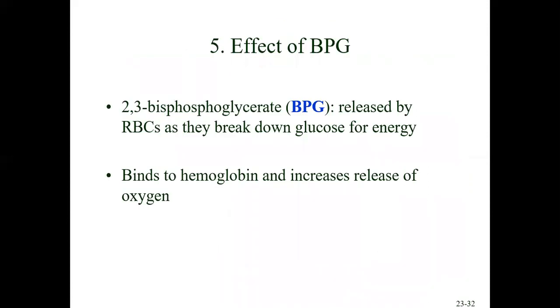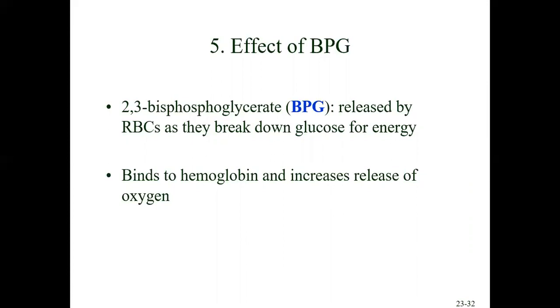Then number 5, there's a chemical called BPG. Now, this stands for 2,3-bisphosphoglycerate. It's just abbreviated BPG. This is a chemical that's produced by red blood cells, and it turns out that this particular chemical helps to also release the oxygen from hemoglobin. So the more the red blood cells are using energy, producing energy, the more BPG is released, and the more BPG there is, the more oxygen gets released or unloaded from the hemoglobin.